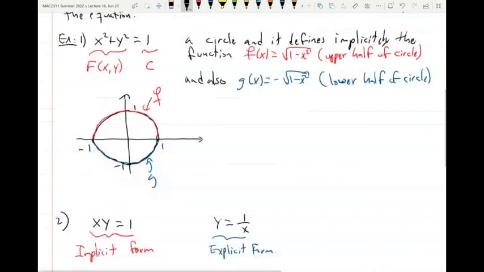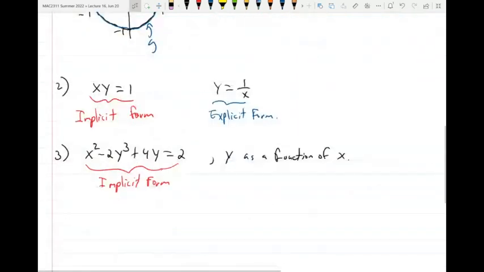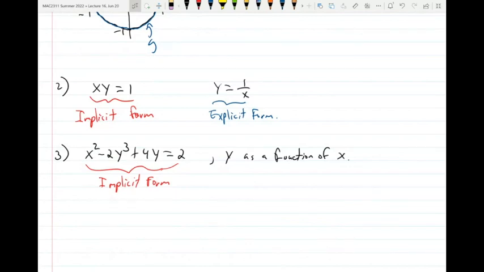Like in the case of the circle, you give me an x. When you solve for y, there are 2 possible y's that you can get, right? A positive version and a negative version. Whichever you decide to stick with, that's what's going to define whether you are talking about the upper half or the lower half of the circle. That's why we say a piece of the graph and not the whole graph. So certainly y can be considered as a function of x, but this is the implicit form.